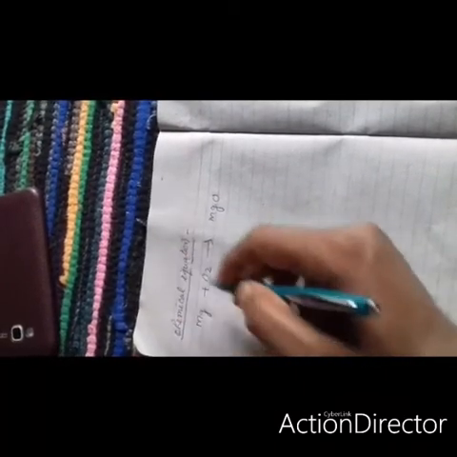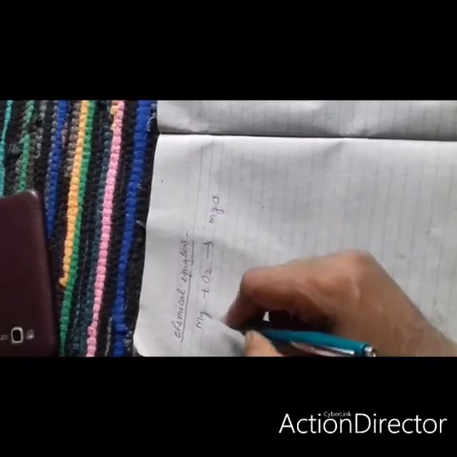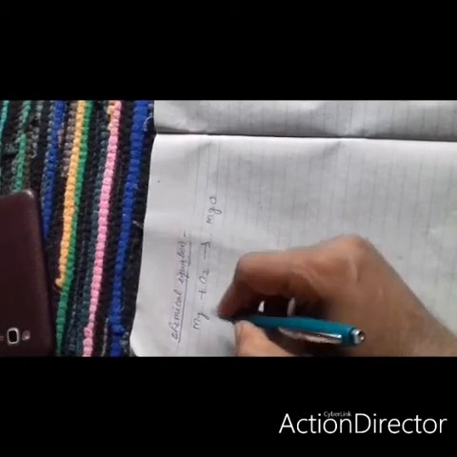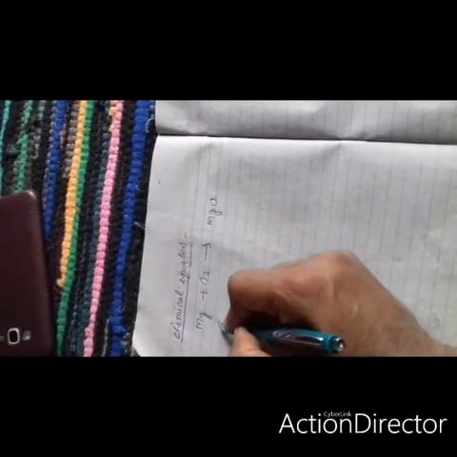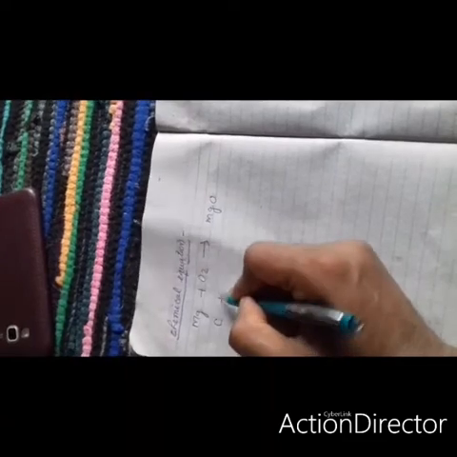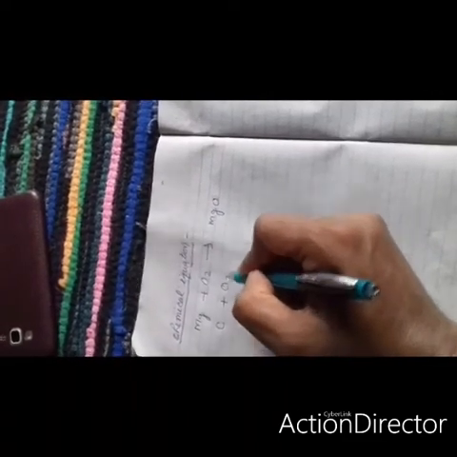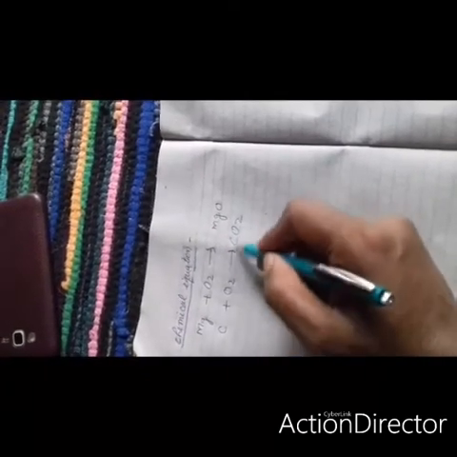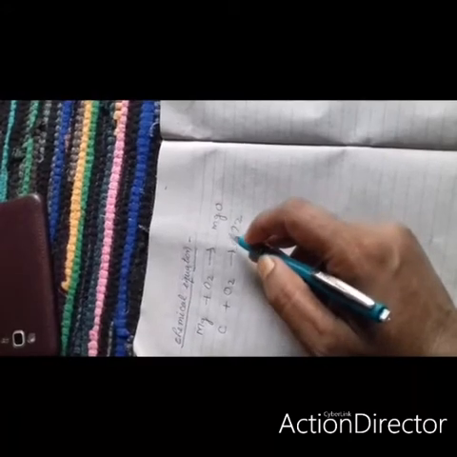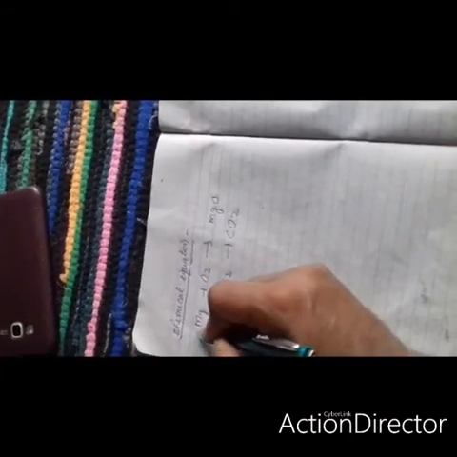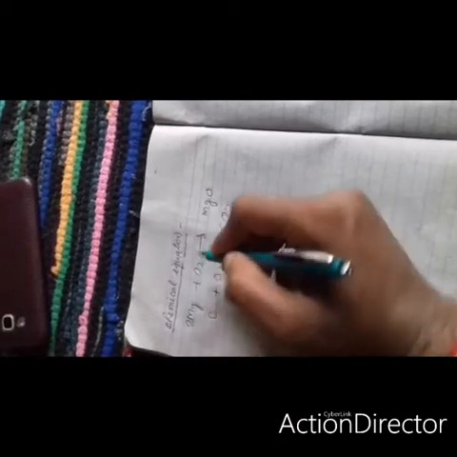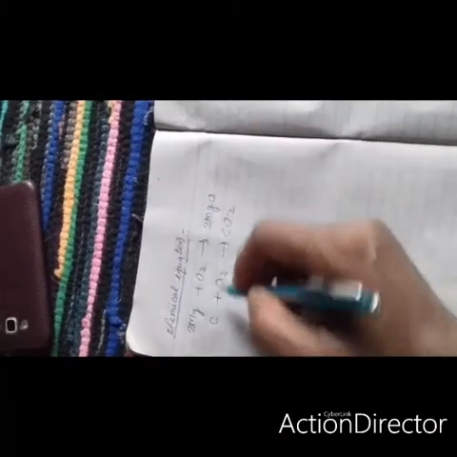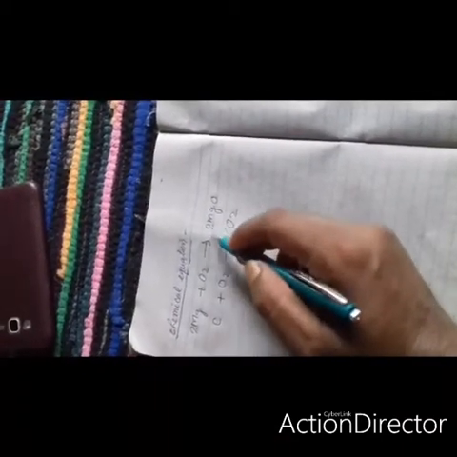Now let us see another example. Carbon reacts with oxygen to form carbon dioxide. The symbol of carbon is C, the symbol of oxygen is O2, and the product is CO2. These are called chemical equations. Now balance this equation: 2Mg plus O2 gives 2MgO. This is called a chemical equation.